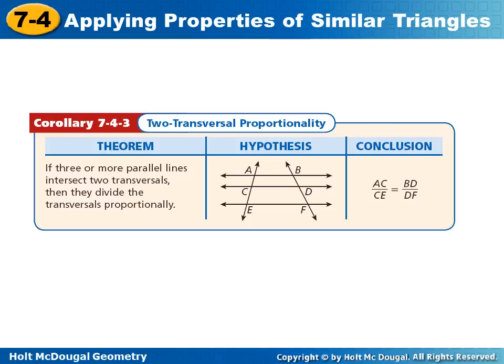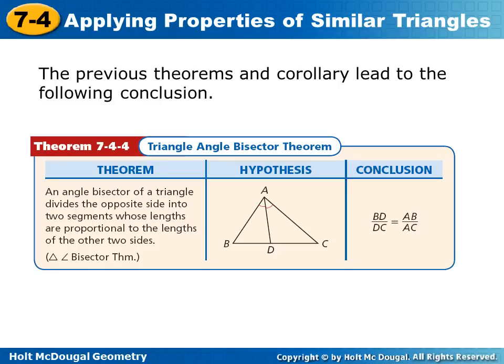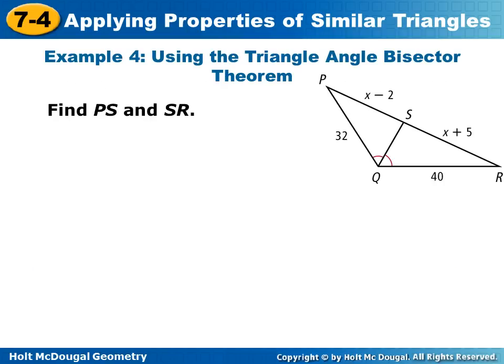The two transversal proportionality theorem says that if three or more parallel lines intersect two transversals, then they divide the transversals proportionally. So AC to CE is equal to BD to DF. An angle bisector of a triangle divides the opposite side into two segments whose lengths are proportional to the lengths of the other two sides. So we have the triangle angle bisector theorem that says BD over DC is equal to AB over AC.